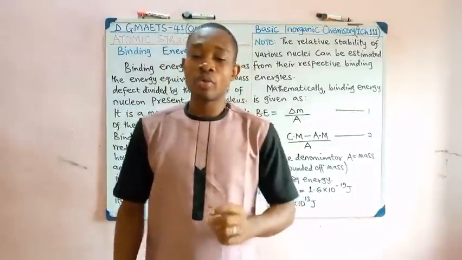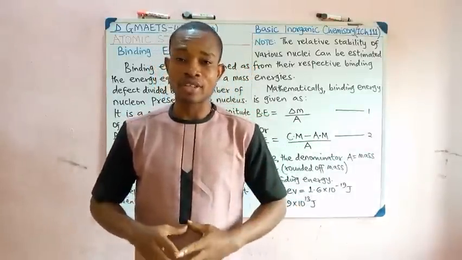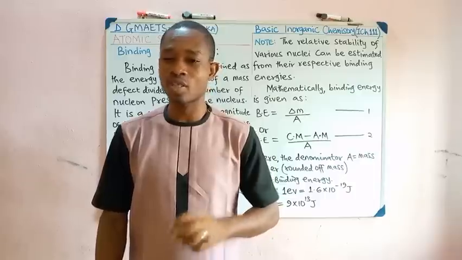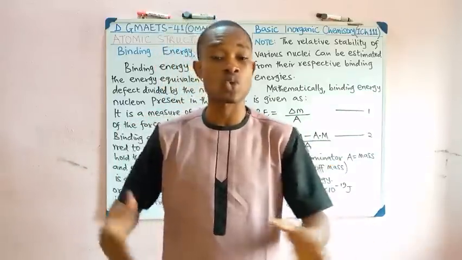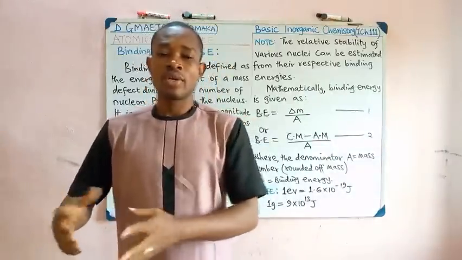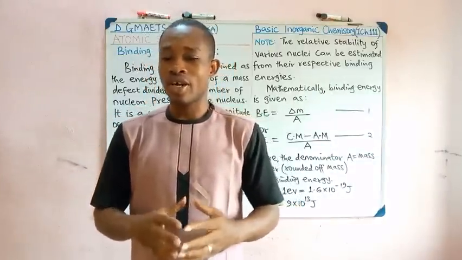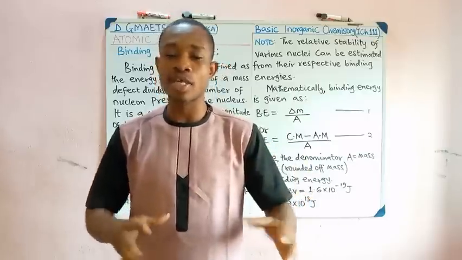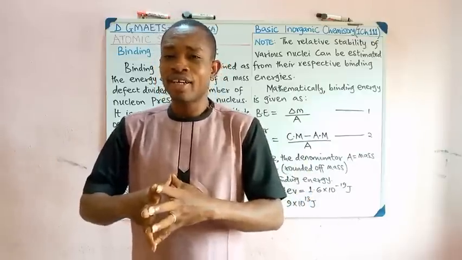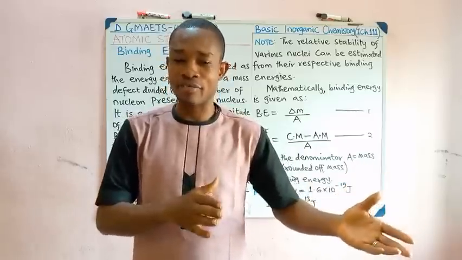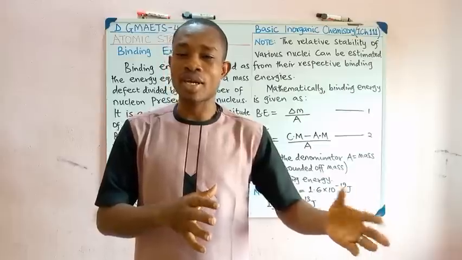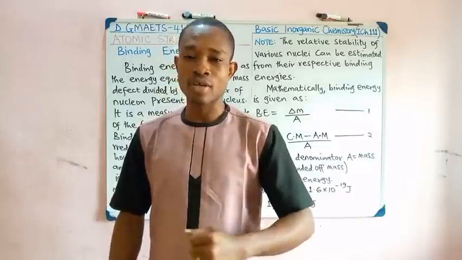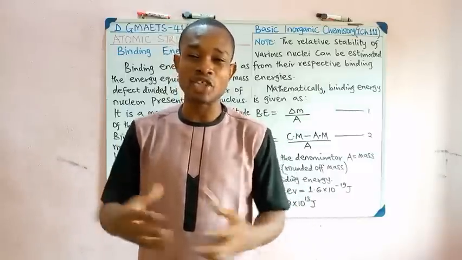In our previous video, when we discussed mass defect, it was stated that using Einstein's theory of special relativity, it's possible to convert mass defect to what? Energy. And we stated that the energy liberated in holding the nuclear particles, that is protons and neutrons together, is related to its mass defect. So what does that tell us? That we can actually relate mass defect to energy. And that brings in the concept of binding energy.